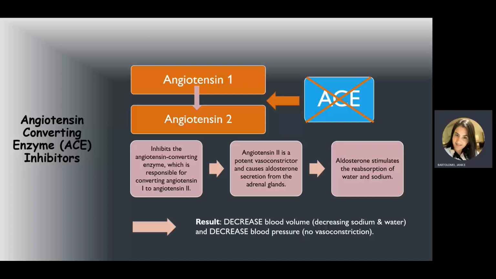But it also doesn't allow aldosterone to be secreted, and aldosterone is responsible for retaining sodium and water. We don't want that either, because sodium and water equals fluid volume. So on my slide, I put that the result is to decrease blood fluid volume by not retaining sodium and water due to aldosterone, and to decrease blood pressure by preventing vasoconstriction. I'm just trying to put it in simple words so you can understand it.